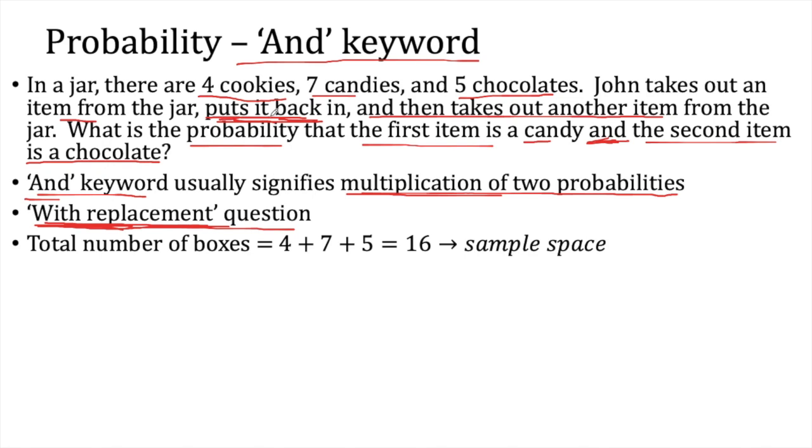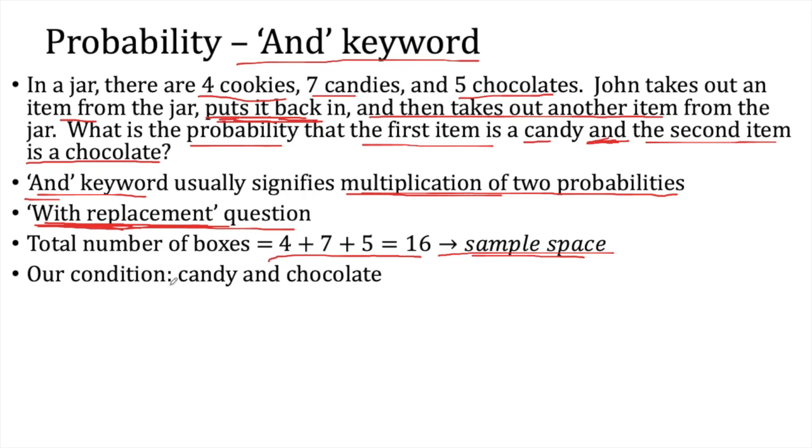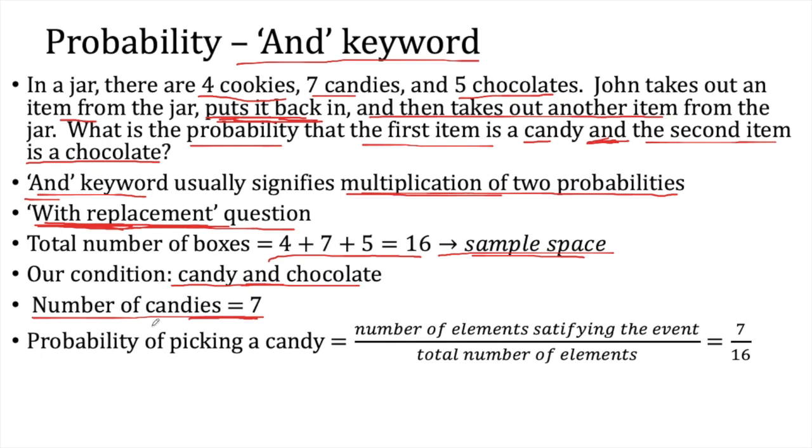Now we'll go back to our sample space. The sample space is again 4 plus 7 plus 5, which is 16, since we have 4 cookies, 7 candies, and 5 chocolates. And our condition is we want a candy and a chocolate: a candy on the first go and a chocolate the second time he takes out an item. So first we'll evaluate for candies. The number of candies in the jar is 7. We evaluate the individual probabilities of a candy and a chocolate and then multiply those two together.